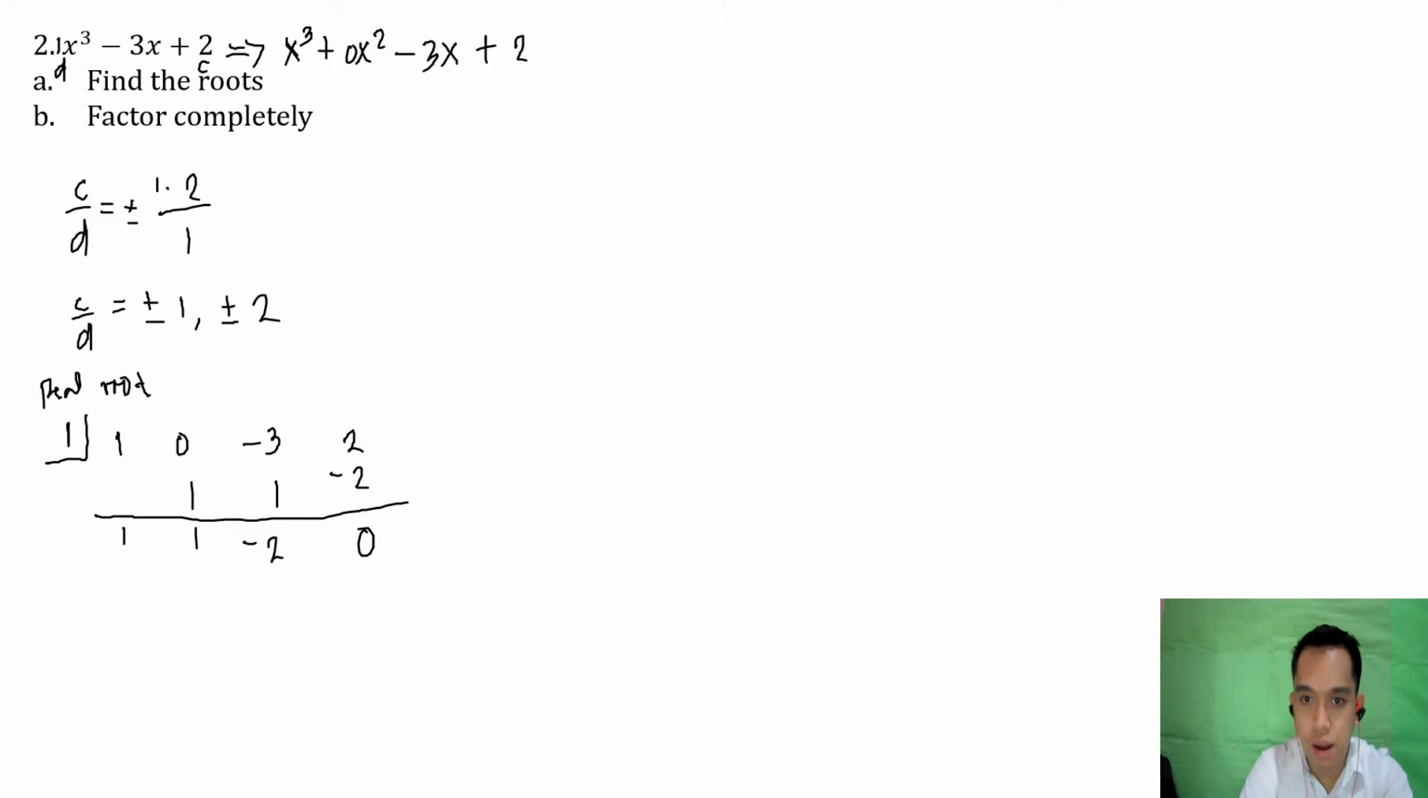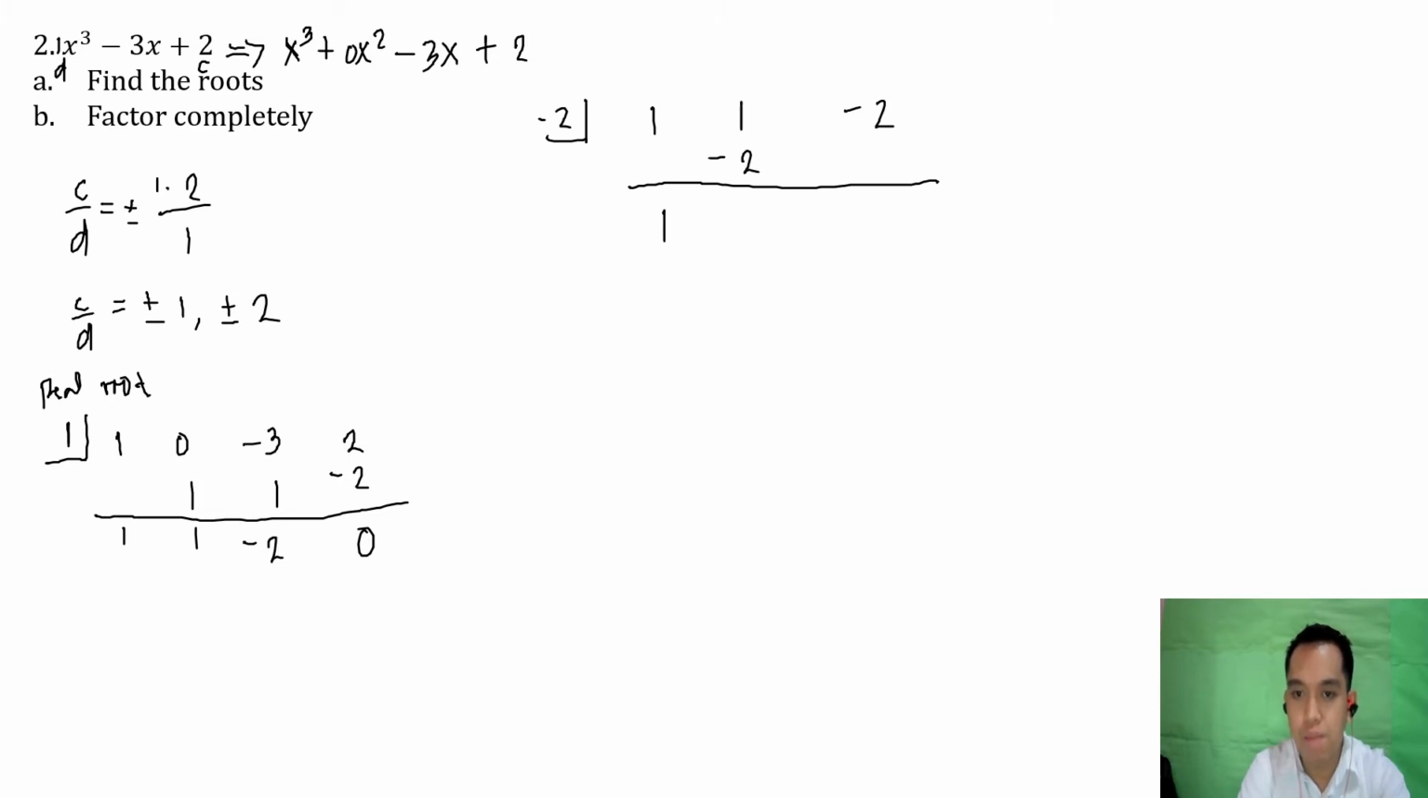Next is 1. Isulat mo lang 1, 1, negative 2. Okay, itry naman natin ngayon ang negative 2. So, let's try negative 2. So, bring down 1. 1 times negative 2 is negative 2. 1 plus negative 2 is negative 1. Negative 1 times negative 2 is positive 2.